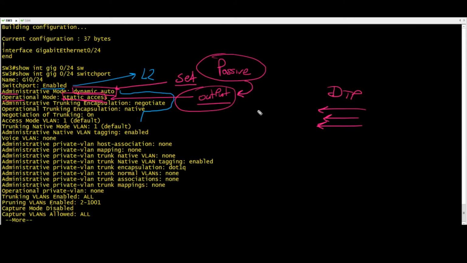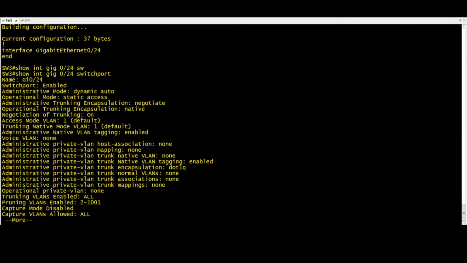So we can make a bold assumption, which we can verify in a moment, that both of these switches are running as dynamic auto. And we know from the previous video that if both switches are dynamic auto, they will not form a trunk because they're both passive and no one is actively trying to form it. So that's one already, before we get started, one of the 3 combinations answered from the slide.